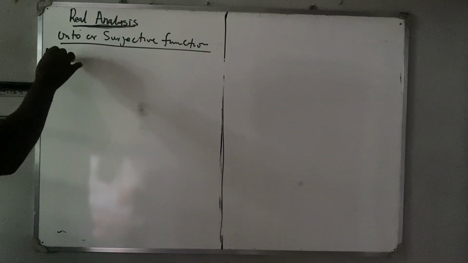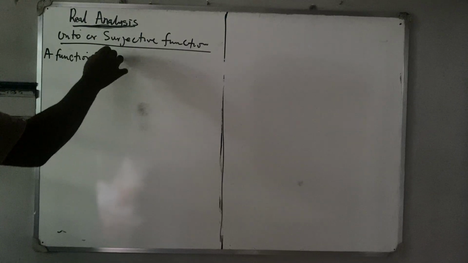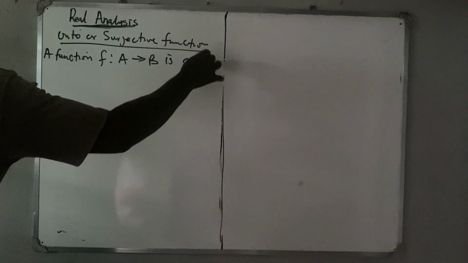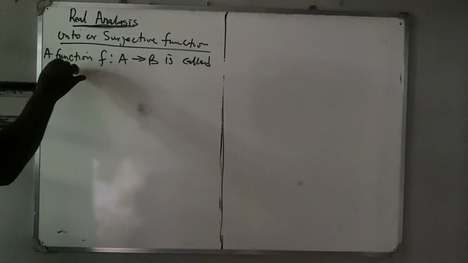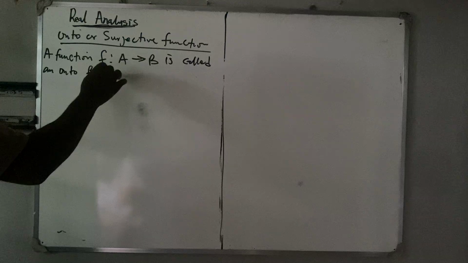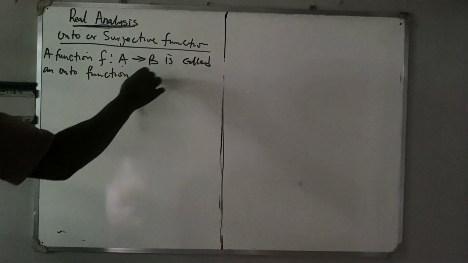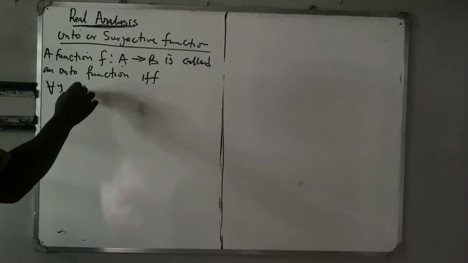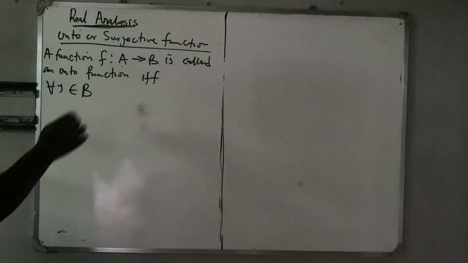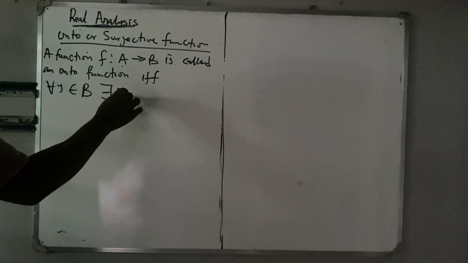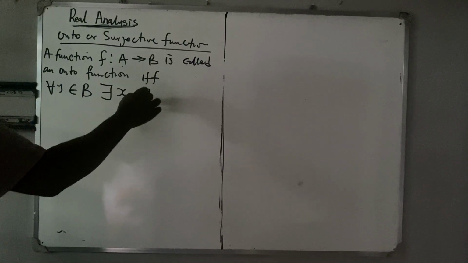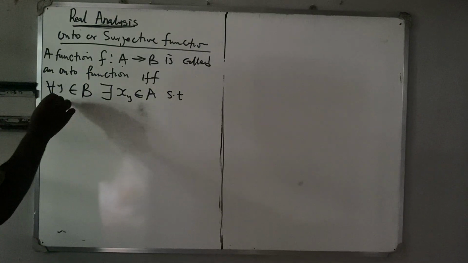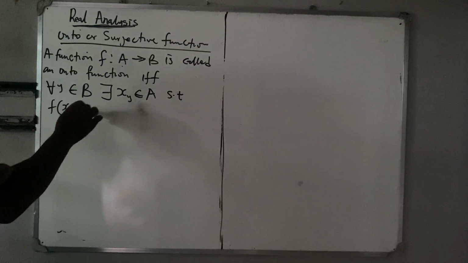A function f that maps A to B is called an onto function if and only if, for any y we pick in B, the codomain, there exists x, depending on that y, belonging to A, such that f of that x that belongs to A must give you y.